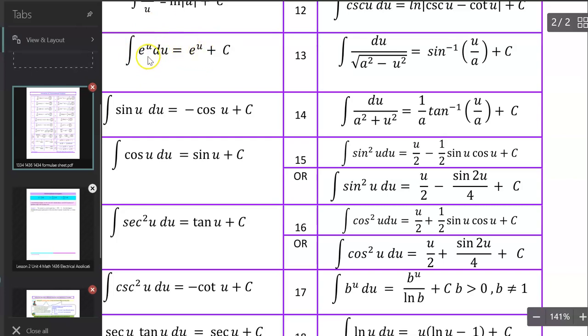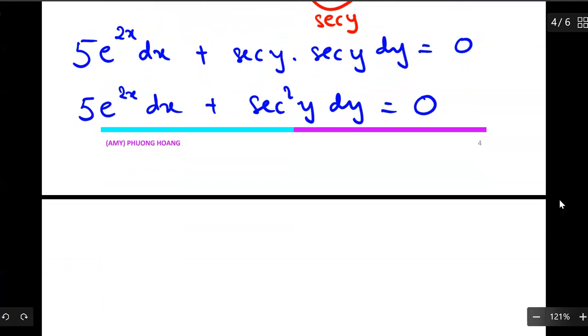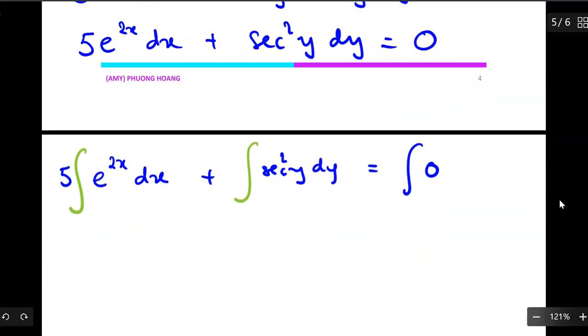And we also have to use the substitution method for the other one. Okay, so for this part, what I'm going to do is write the integral of all of this, and at the same time I bring this across the integral sign. I keep forgetting the c here. So this is equal to the integral of 0. The integral of 0 is just 0.